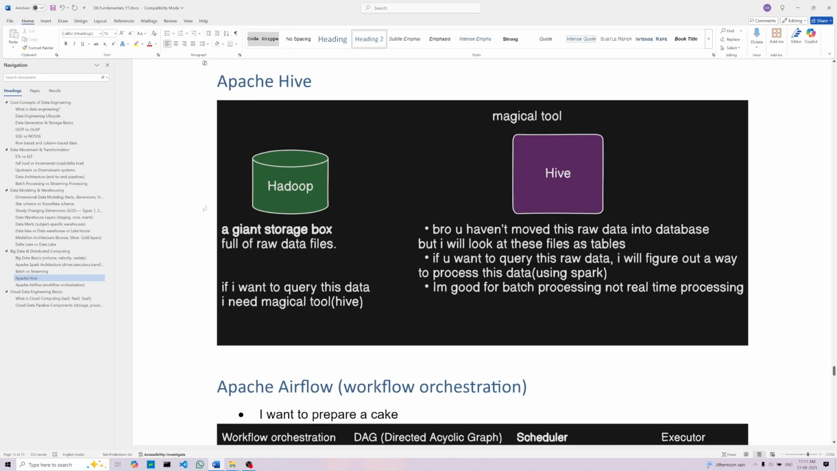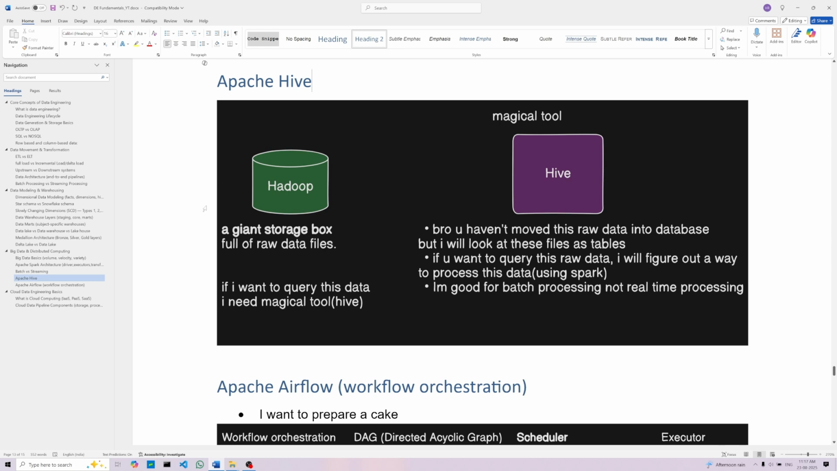Now next question is Apache Hive. Okay, so before understanding Apache Hive, let's understand Hadoop. So what really is Hadoop? As you can see in the diagram, it's nothing but a giant storage box which contains raw data files. It does not contain tables, just raw data files, which is very hard to query.